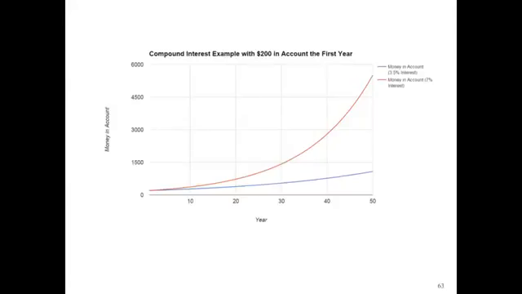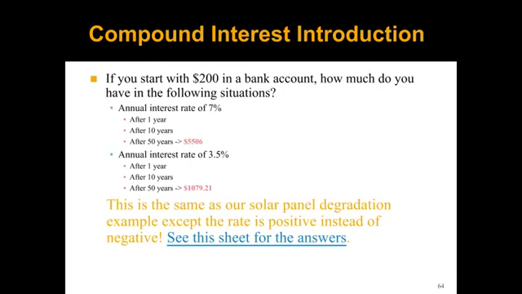Okay, so now let's look at a graph of these two situations. The blue line is the money in your account with 3.5% interest, and the red line is your money in the account with 7% interest. So you can see they start very similarly, and even at year 9 or 10, they're not much different. 30, 40, 50 years in the future, they're very different. Let's look at the answer for 50 years. With an annual interest rate of 7% after 50 years, you would have $5,506. With 3.5%, you'd have $1,079.